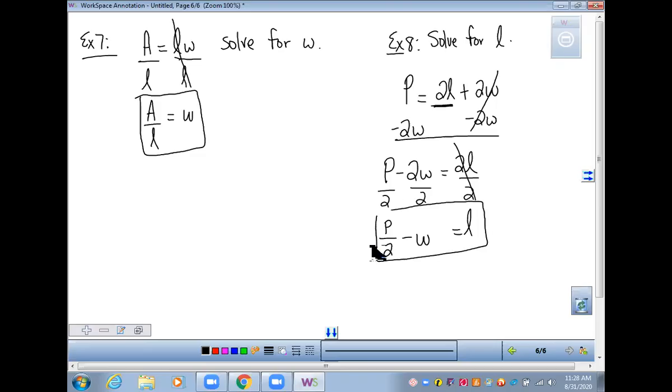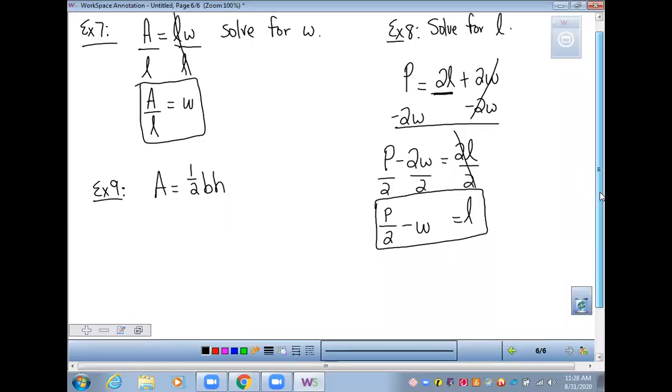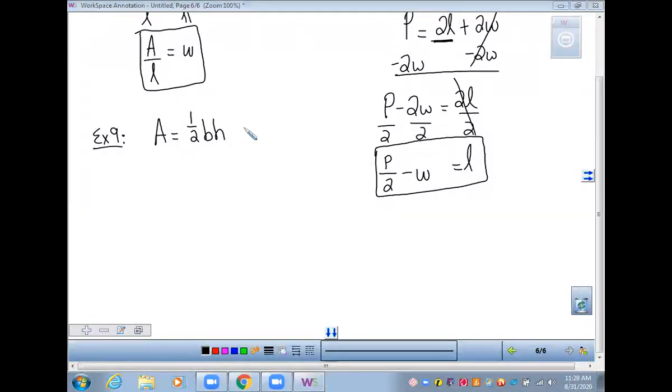So this was the perimeter of a rectangle. All right, we're going to do one more example. This is going to be the last one. Again, kind of a formula you're familiar with. So area equals 1/2 B times H. What's that the formula for? Area of a triangle. And let's say solve for H.